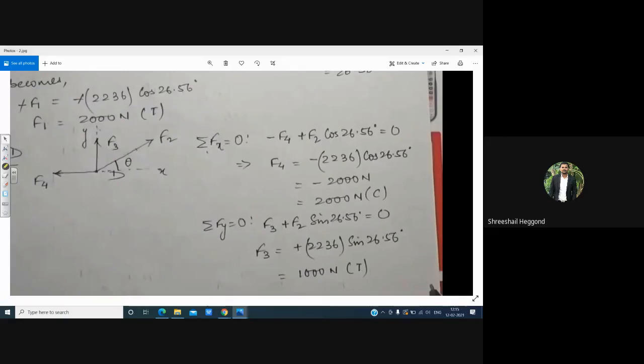Hope everybody is getting the same answers. Because of some problem in the smart board, we are showing the solved numerical directly to you. Otherwise, we would be solving on the board only. Tomorrow onwards, we'll be solving on the board only, so that it will be easy to understand for you. Just now, because of a technical error, I'll be showing you the directly solved numerical.